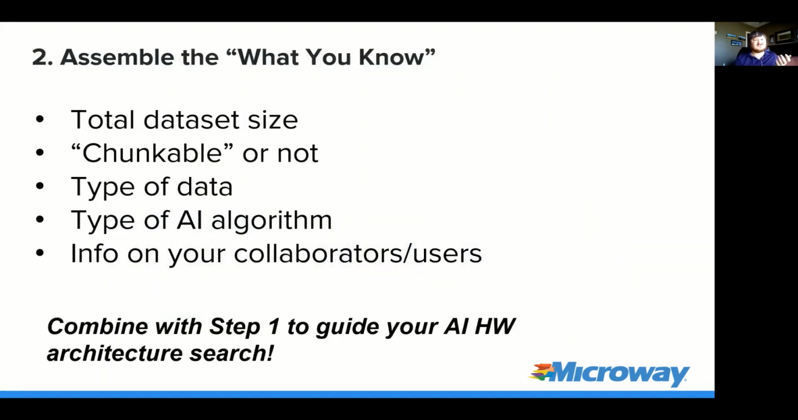And then the second thing that you should do at the very beginning is assemble the information that you collected in the step before this, right? That information about the data set size, the information about whether it's chunkable, can it fit into batches and what batch size or not, the type of data that you have. You may have image data, you may have video data, you may have data about simulation runs, the type of AI algorithm or framework that you know you're running, and that information on your collaborators and users. Combine this together with the previous step to guide that AI hardware architecture search.